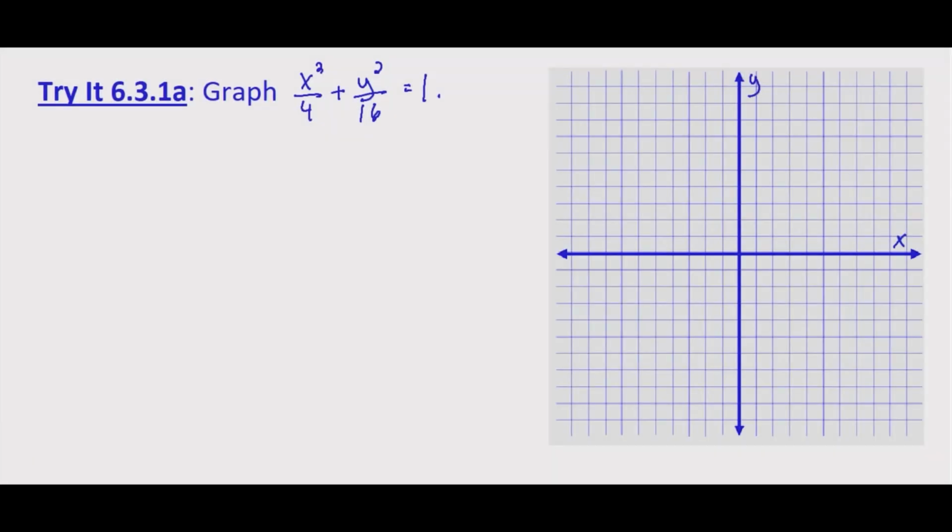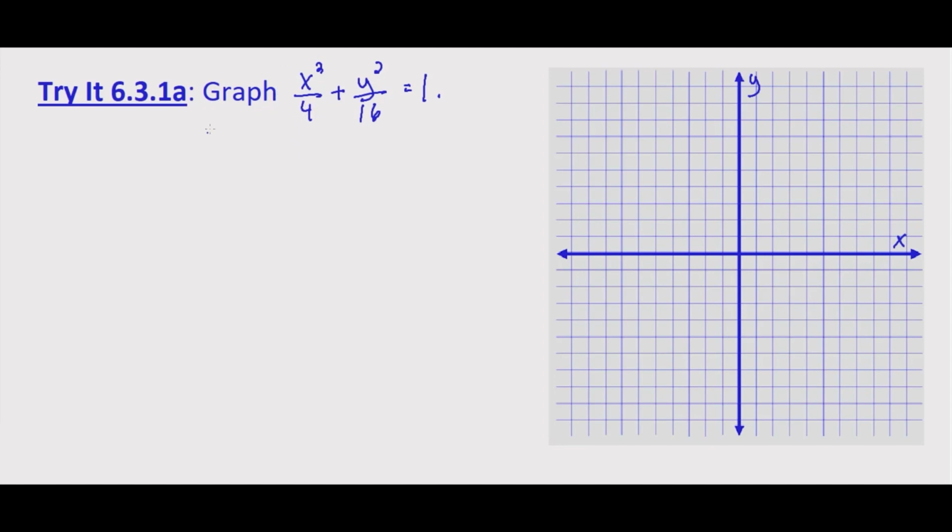In this problem, we're asked to graph x squared over 4 plus y squared over 16 equals 1. Now, we should recognize right off the bat, because both x and y are being squared, and there's a plus sign in between the x squared term and the y squared term, and it's equal to 1, we know that this represents an ellipse. So in order to graph it, all we need to do is find the major axis vertices and the minor axis vertices. So how do we do that?